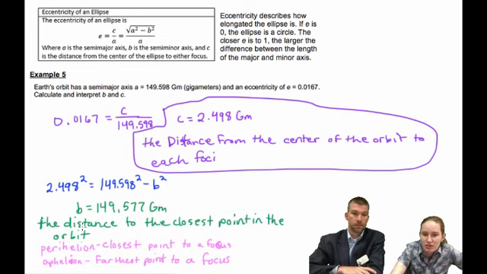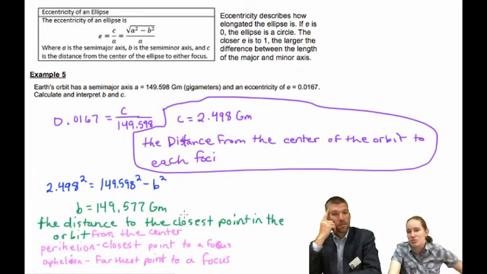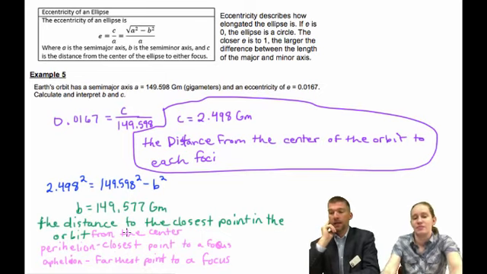So the distance to the closest point in the orbit, this was from the center. Yeah, that one's from center, because we're talking about B. And these are from the focus. Okay, so that may come up in a problem or two, so now you know what the perihelion and aphelion are. Exactly.